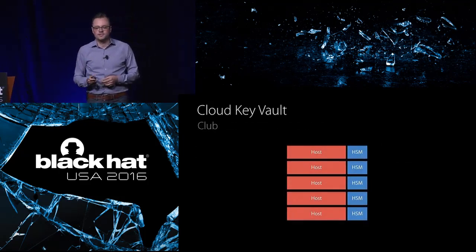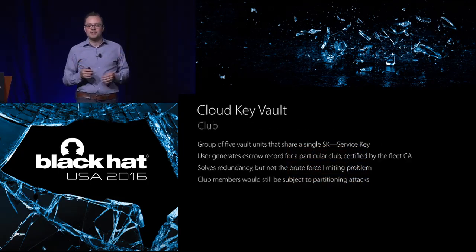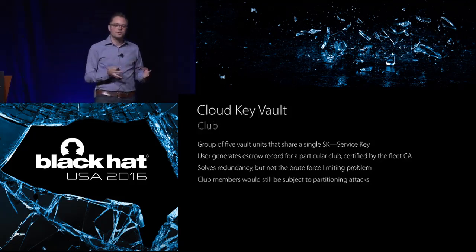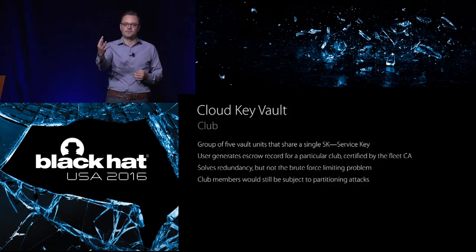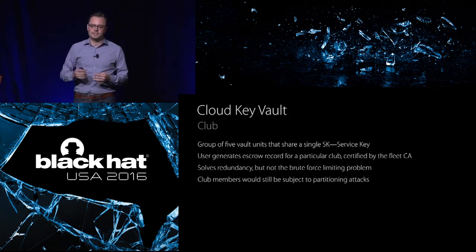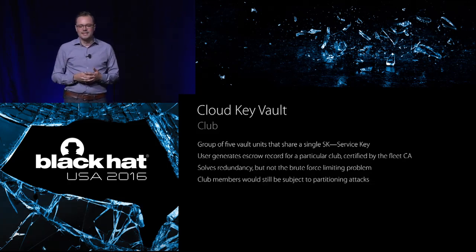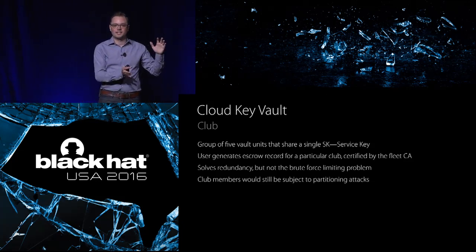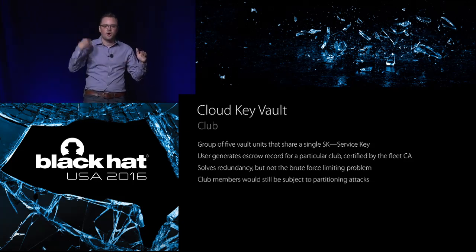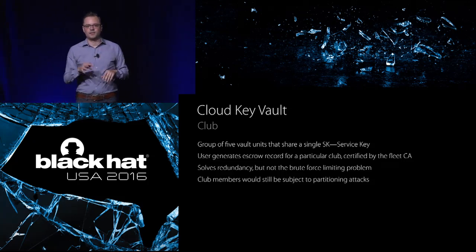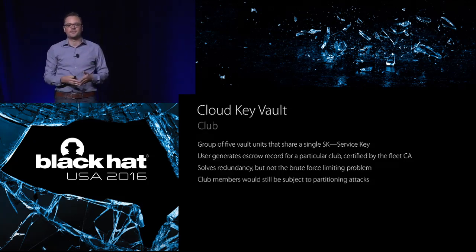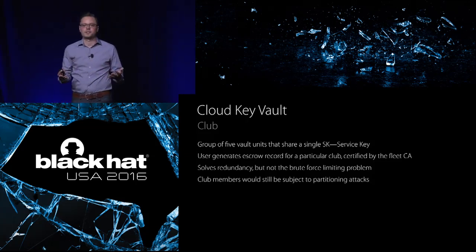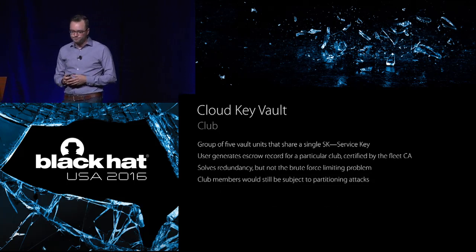So here's what we've done. We've paired the Cloud Key Vault units into clubs, and these are clubs of 5, and they share a single service key. So the user generates their escrow record targeting a specific club, and that club is certified by the Fleet Certificate Authority. This solves our redundancy problem, because now we have 5 units, but it doesn't solve brute force limiting, because club members could still be attacked with partitioning attacks. This simply means if you have a club of 5, one of them can be isolated from the network, and then you make 10 attempts on it using the escrow record. If that doesn't work, you move it aside, you isolate the next one from the club, and you repeat the process until ultimately you've gotten the maximum failure count multiplied by the 5 units in the club.